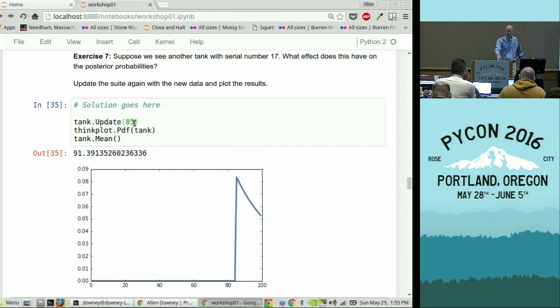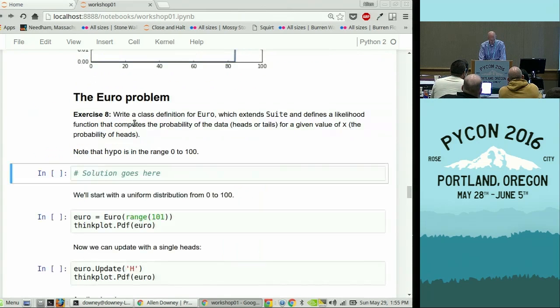Okay. This is the update with 85. I just wanted to show that as an example. If all of a sudden you see a big number, it goes all the way up. Everything below 85 is now 0, and you're pretty confident that it's between 85 and 100. Okay. I think that's all we're going to do with the tank problem for now. Yep.